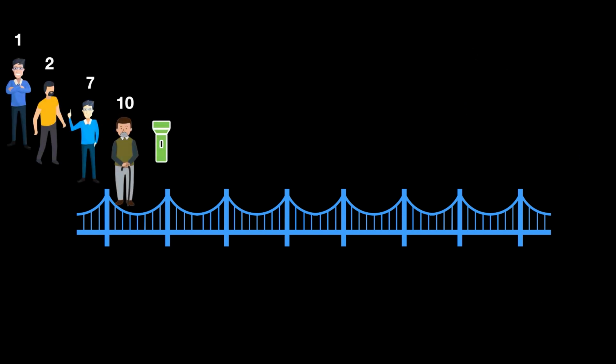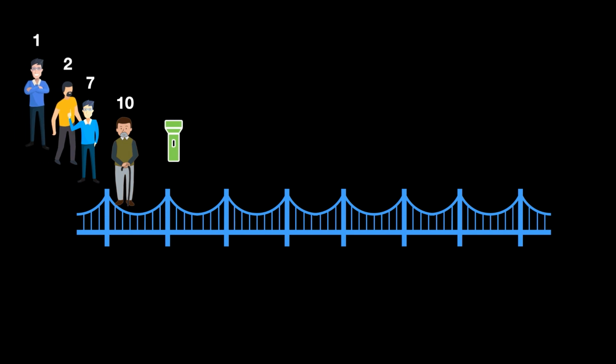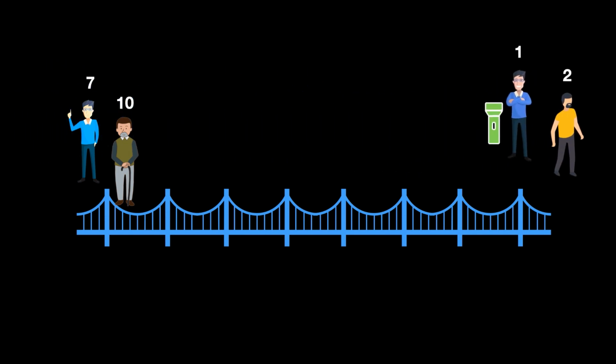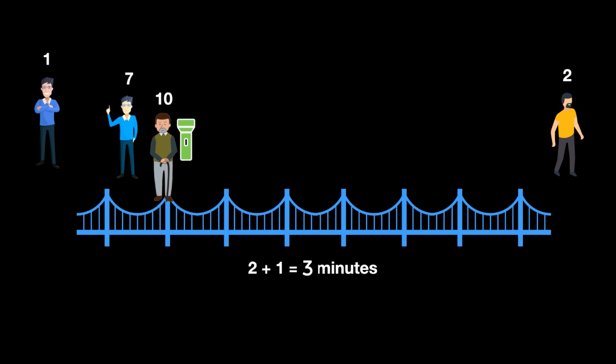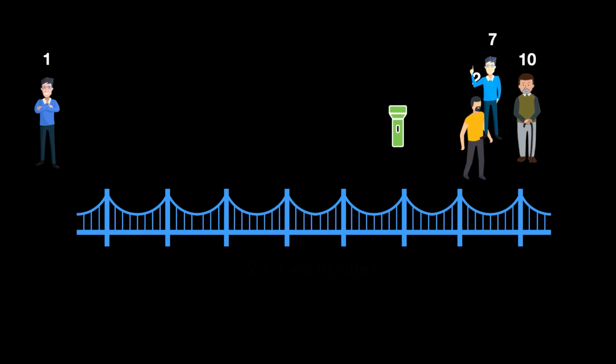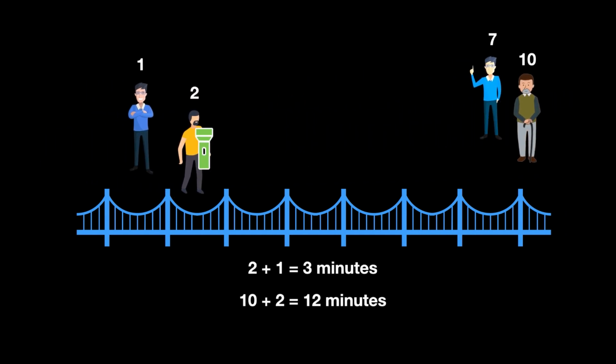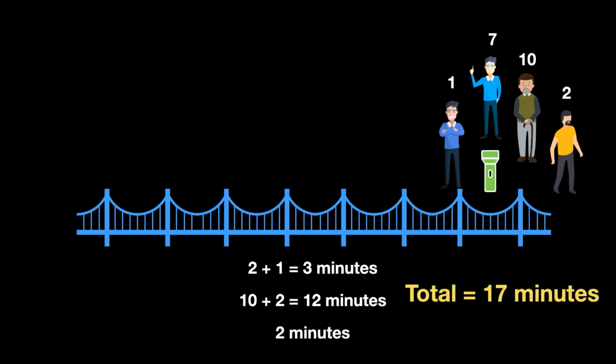Alternatively, the same time can be achieved like this. 1 and 2 go first, then 1 comes back, then 7 and 10 go and 2 comes back, then 1 and 2 go again. It makes a total of 17 minutes. This is one of the most popular puzzles asked in several job interviews.